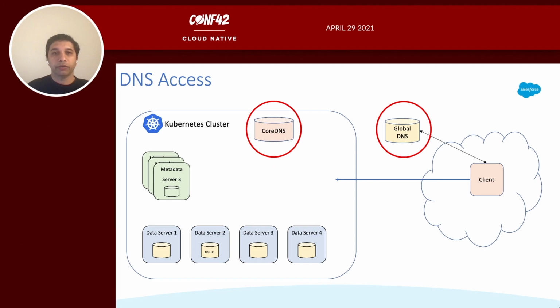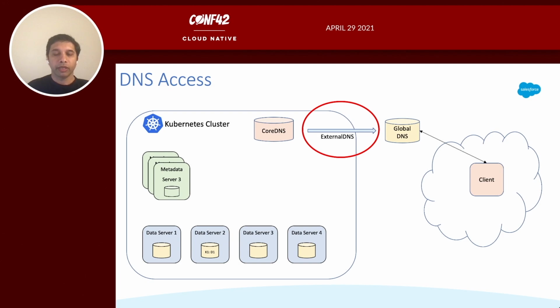To deal with this issue, you have to find a way of getting your records from the core DNS into the global DNS. Otherwise, your client would not know how to contact all your services. In our case, we use an open source tool called external DNS, which most people use when dealing with this particular scenario. What external DNS does is transfer the DNS records within the Kubernetes cluster into the global DNS server. I've simplified the picture here by showing that it's moving data from core DNS to global DNS. In reality, that's not exactly how it does it, but in effect, it has the same impact.